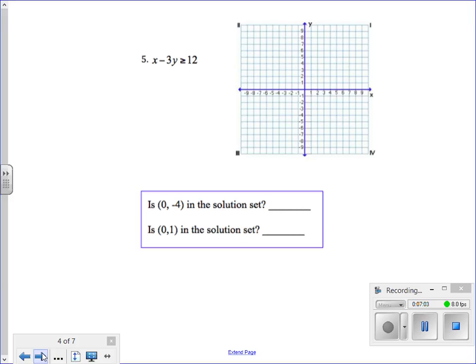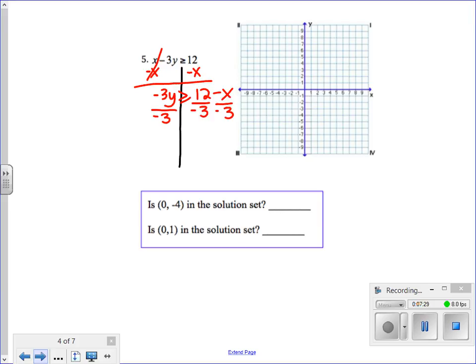All right, in number 5, I need to solve this inequality for y. So I'm going to go ahead and start and subtract x from both sides. When I subtract x from both sides, I end up with negative 3y is greater than or equal to 12 minus x. Now, in order to get y by itself, I'm going to divide by negative 3. Every single term gets divided by negative 3.